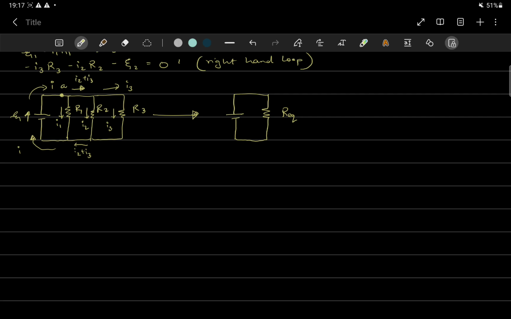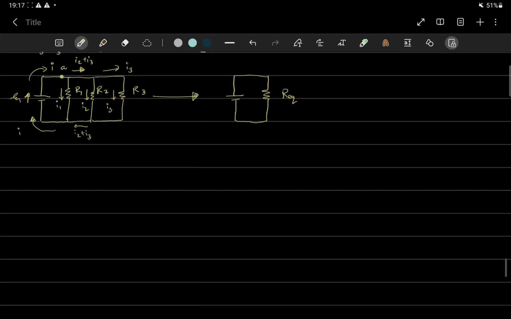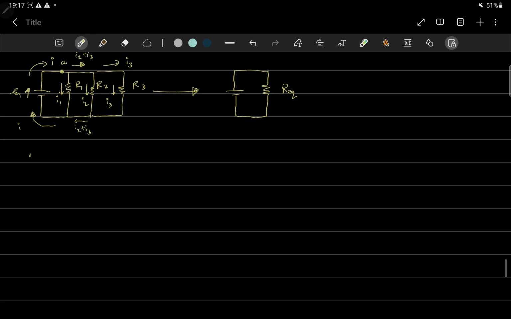Okay, so in this case, if we want to derive an expression for the equivalent resistance, we first write the current in each resistance. So that means I can write I1 as basically V by R1, right? Because we understand that the voltage is not actually shared. When we have a parallel circuit, it is actually the same for each branch, right? In that case, I2 can be written similarly as V by R2, and I3 can be written as V by R3.